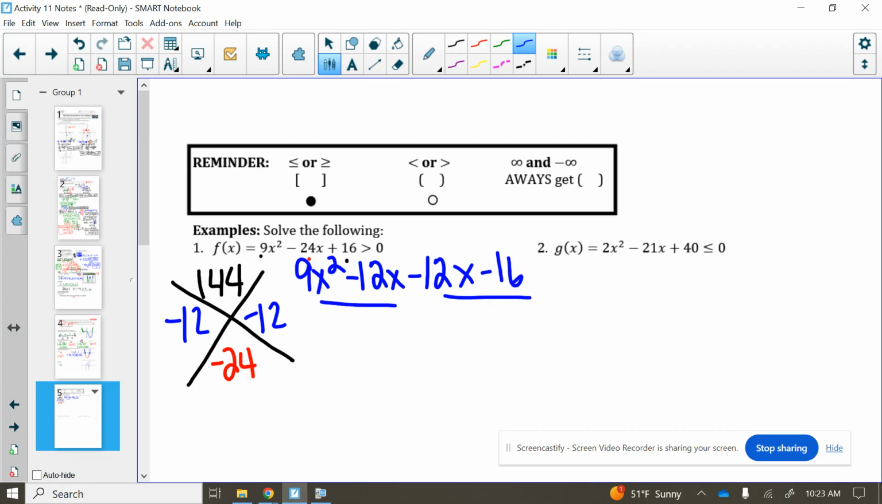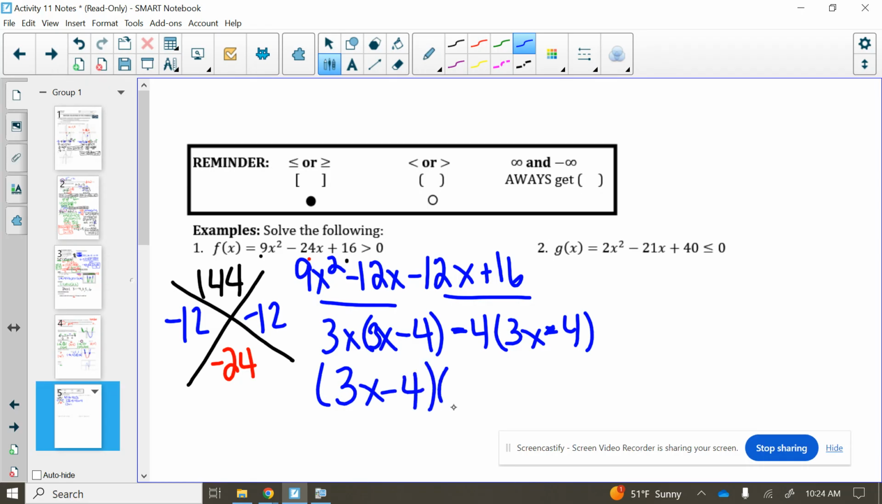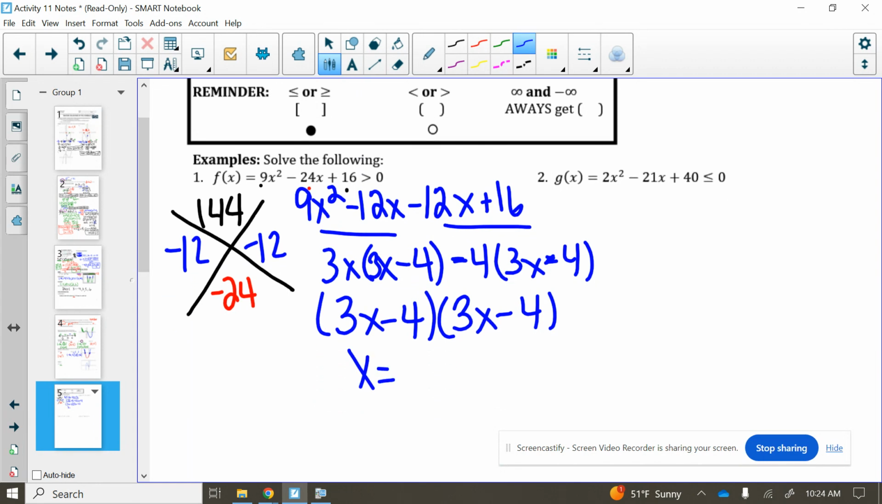So each of these can have a 3x taken out in this first one. So we're left with x minus 4. The second group, we could take out a -4 and 3x minus 4 for both of these then. Plus 16. So then this would be a minus because we took out a -4. So these match, and we see that our zeros this time are actually the same. It's 3x minus 4 and 3x minus 4 are the factors for both pieces, which means when we solve, we have 1 zero at 4/3 if we set that equal to 0.